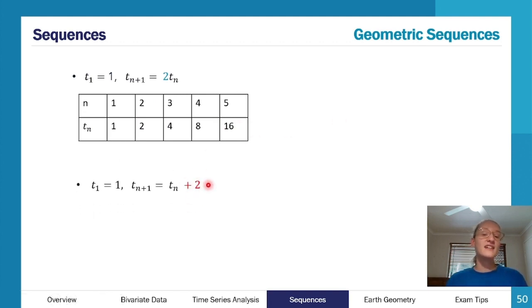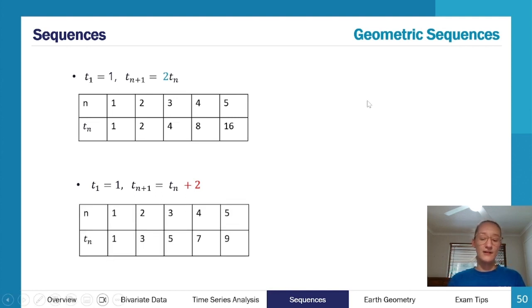Here, I've added in an arithmetic sequence. So I've got T1 equals 1, the same starting point. They're both starting at 1, but this one is multiplying by 2 every time, while this one is adding 2 every time. So geometric, arithmetic. I've color-coded them to hopefully make it a little clearer. You can see this is doubling every time, getting much bigger, while this is just adding 2 every time. So those are our two different types of sequences.